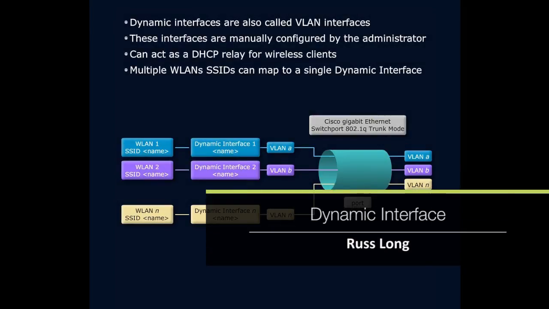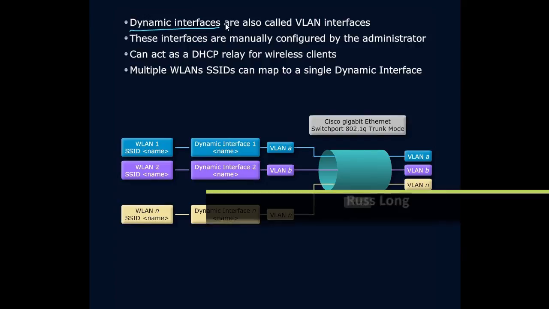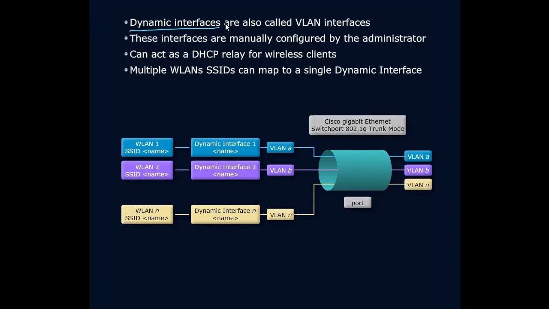So, dynamic interfaces. Let's take a moment to talk about our dynamic interfaces. These are also called our VLAN interfaces, right? These interfaces are manually configured by the administrator. I don't like the name. This is why: manually configured, dynamic in the name. Why are you going to do that to me? I don't know. So this is configured by us as the administrator.